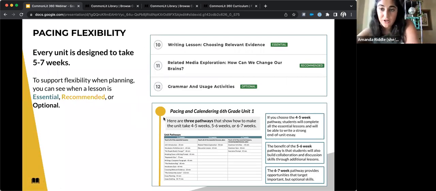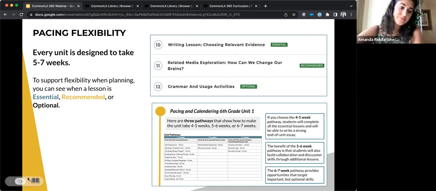When you decide to teach a unit on CommonLit, the first thing that I like to emphasize is the pacing flexibility. Every unit is designed to take 5 to 7 weeks, but we have a few key ways to support teachers. First, we tag all of our lessons with essential, recommended, or optional. So you can know what you could skip if you only had those 5 weeks, or you just have about 4. You can start to make decisions for your class. And if you partner with us, we actually have pacing and calendar planning options as well.